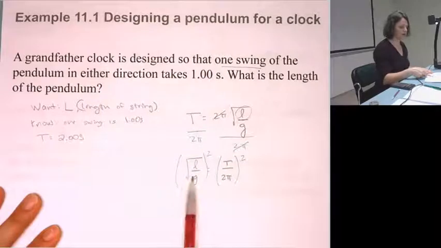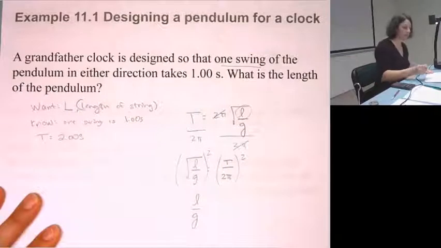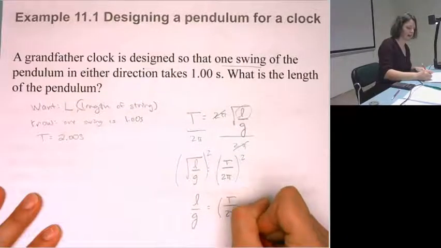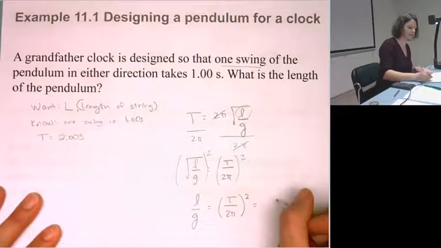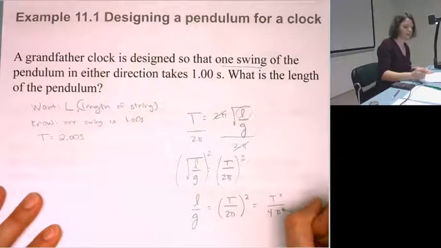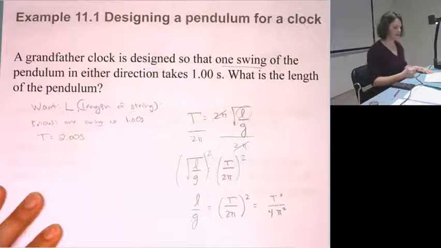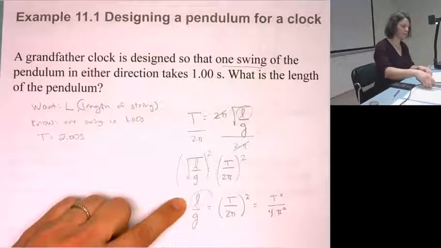Now this side, I have a square root squared, so now I have L over G by itself. And now I have this whole thing squared, so this is T over 2 pi, squared. You can leave it like that, and that's just fine. I don't love looking at things like that, so I'm going to go ahead and distribute this square. So I can say that this is T squared over 2 squared, which is 4, times pi squared. Either one of these would be just fine, but just so you can see how to distribute that square. I've still not fully solved for L, but at least I've gotten rid of the square root. So I'm done with the square root.